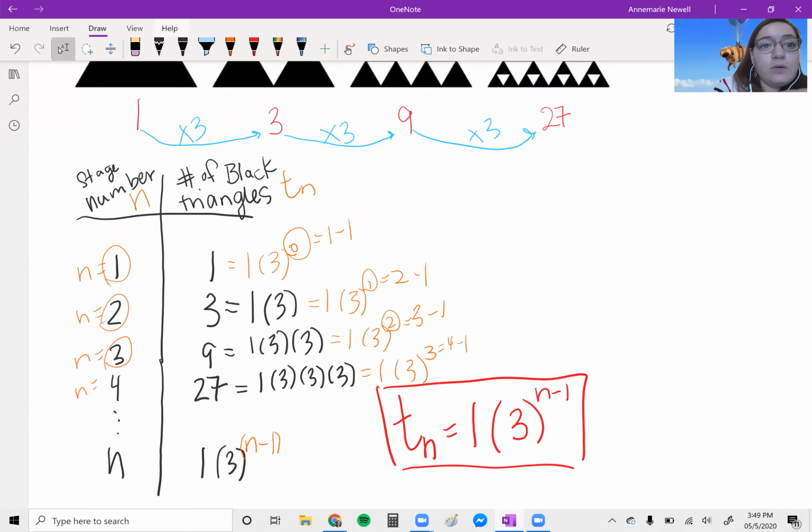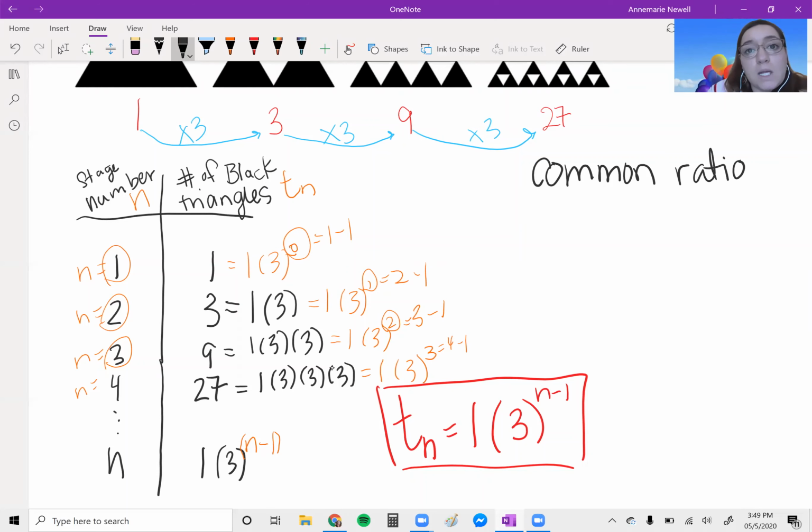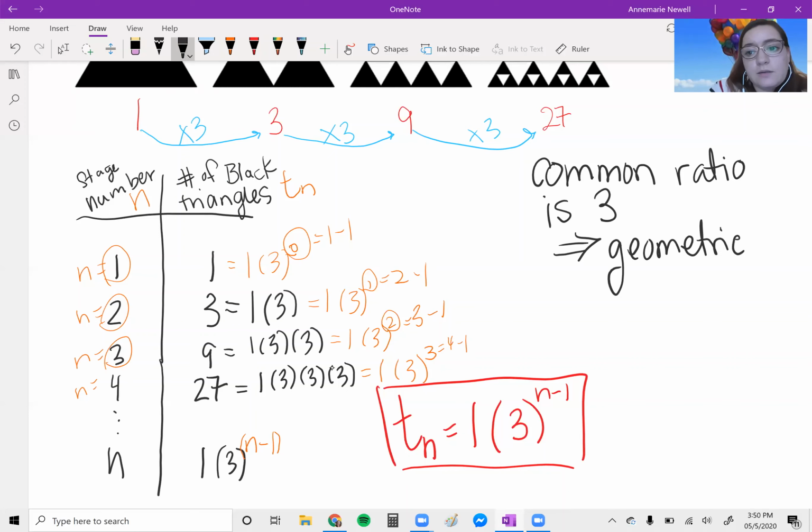And we need to say, well, what kind of sequence was this? We said that we are multiplying by the same thing. That's something we call a common ratio. You could also call it a common multiplier. Ratio and multiplier, same thing. And we use the letter R, so we're going to use the word ratio. The common ratio is times 3, which means this is something called a geometric sequence.